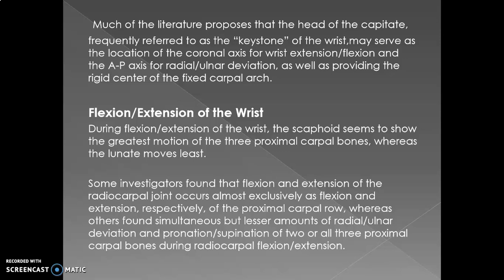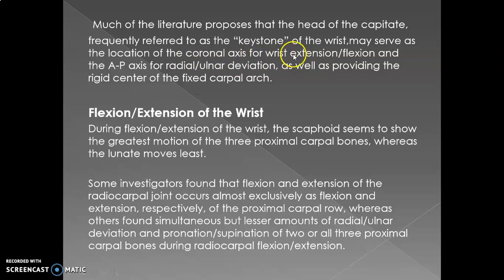So after that, another important bone in the distal row is what most of the literature, most of these studies, call the keystone. Keystone means they are referring to the capitate. When we studied the anatomy, I already told you the capitate is a very important bone and it's the largest bone also. It's almost the center of the wrist joint. So they call it the keystone of the wrist, which may serve as a location of the coronal axis for wrist extension and flexion.